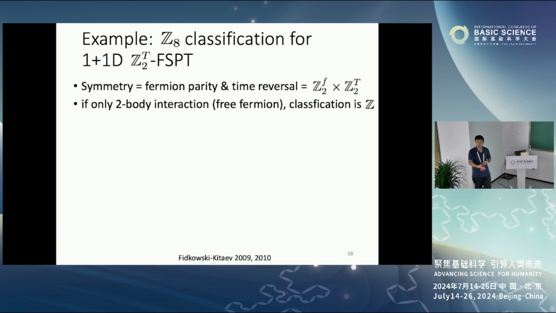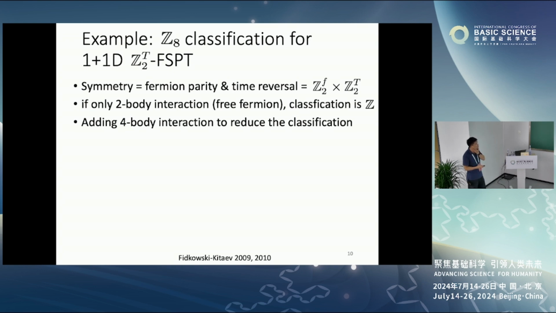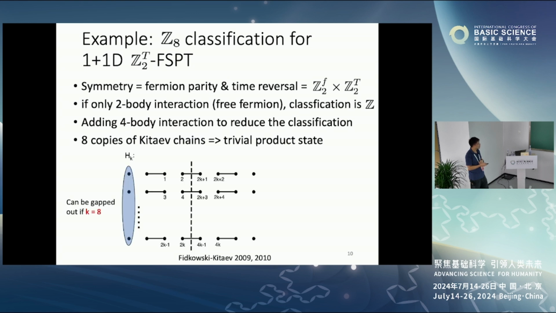But this is for a free fermion system, or a two-body interaction system. The problem is, what if we introduce more and more complicated interactions, such as four-body interaction? Adding four-body interaction will reduce this classification Z into another classification. The final result is Z8. So I will show you the simple ideas of this Fidkowski and Kitaev paper from 2009. The setup they have is like this. This free fermion Z classification corresponds to what we call a Kitaev chain. So this is a Kitaev chain.